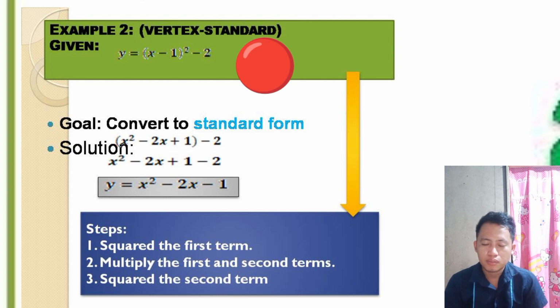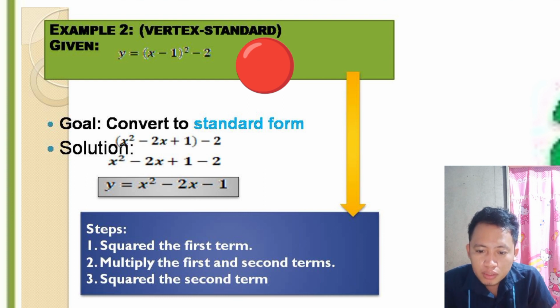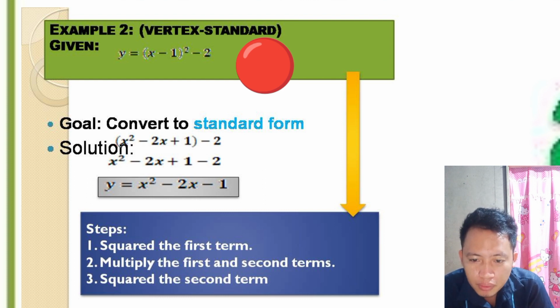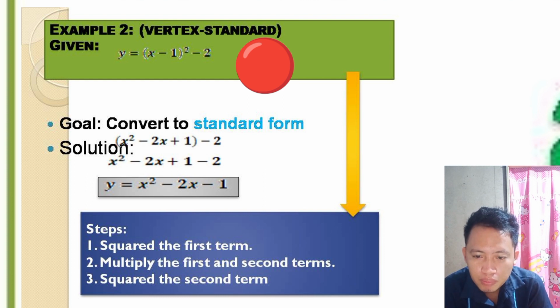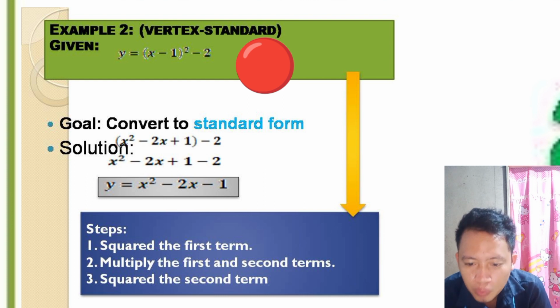All you have to do is square the first term. So the first term is x, magiging x squared. Then copy the operation. We have minus. Multiply the first and second term. X times negative 1, magiging negative 1x. Times 2, magiging negative 2x. Understood? Then, what is the value of the last term? So, we square the last term. Negative 1 squared, magiging positive 1.